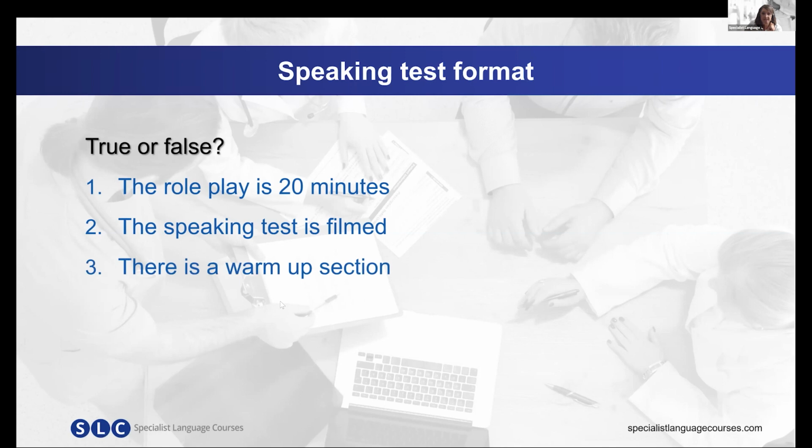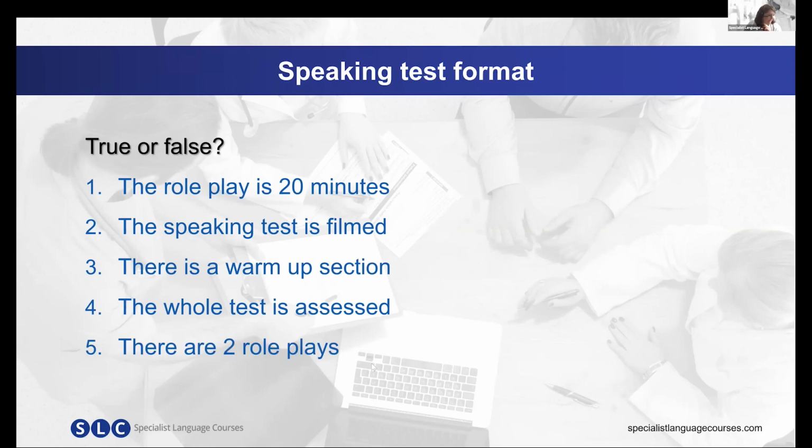Okay, in the OET test, there is a warm-up section. Yes, good. So everybody is in agreement here. We've got lots of trues. Number four, the whole test from beginning to end is assessed, from when you walk in through the door to when you leave the room. Okay. We've got some different ideas, but the majority, I think, are going for false here. And then number five, there are two role plays. Yes, okay, so we've got a resounding true. So let's have a look at those answers here.